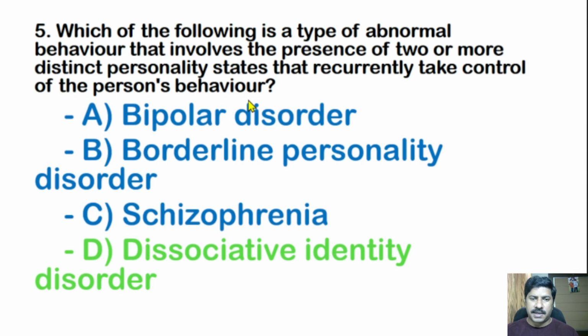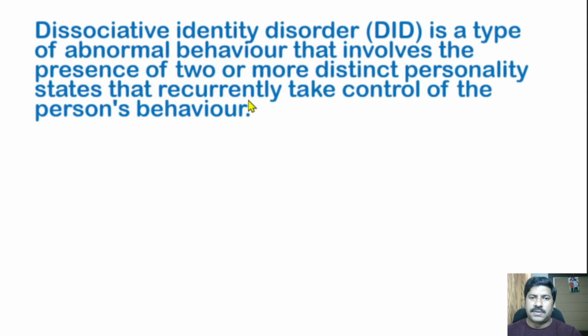Previously, it was known as multi-personality disorder. Now, it is classified as dissociative identity disorder. Multi-personality disorder, it is changed. Now it is known as dissociative identity disorder, DID. Dissociative identity disorder or DID is a type of abnormal behavior that involves the presence of two or more distinctive personality states that recurrently take control of the person's behavior. The person will entirely behave like a completely different person after some time. So that is dissociative identity disorder.